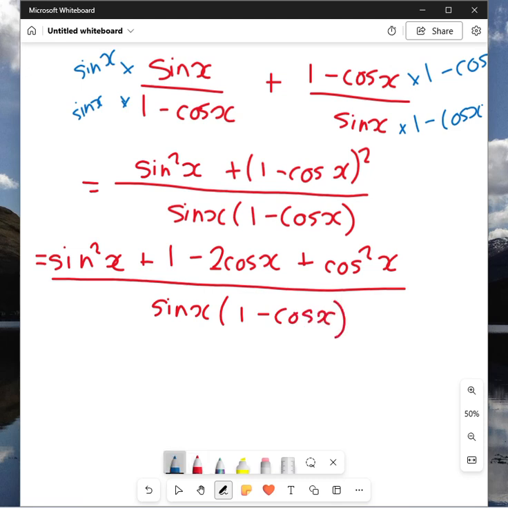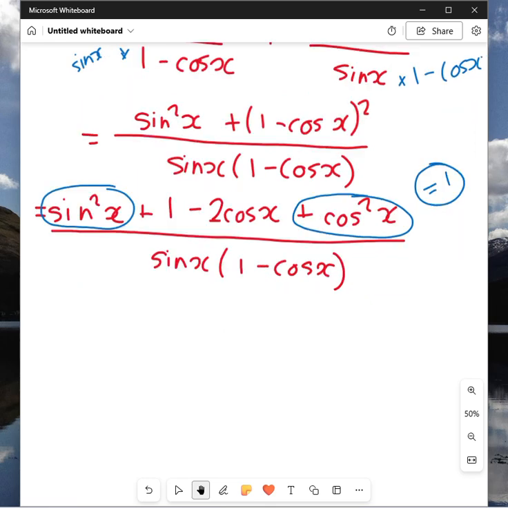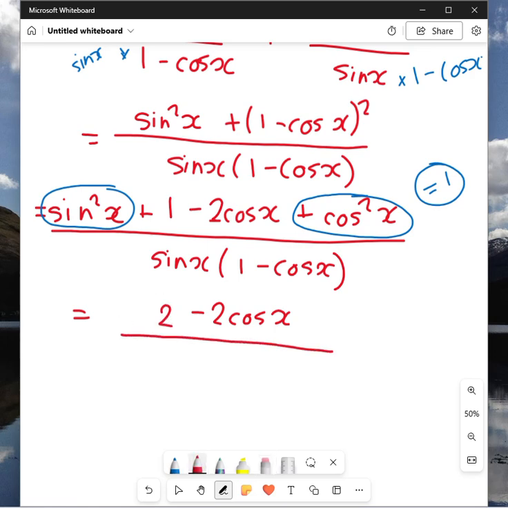Now, I've got my sin squared x here and my plus cos squared x, so that is going to equal 1, isn't it? So I can replace that sin squared and cos squared with 1. That leaves me on the top with 1 plus 1 minus 2 cos x. And that 1 plus 1, I can just rewrite as 2. So that would then be 2 minus 2 cos x over sin x times 1 minus cos x.